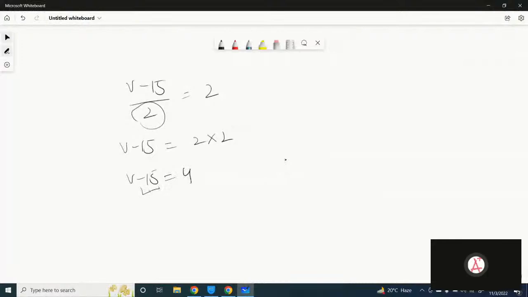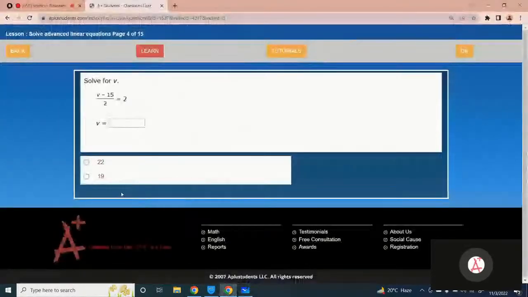Now move that negative 15 to the other side. So it would be then add it to the other side. So it would be 4 plus 15. So v equals 4 plus 15 makes 19. Got it? So v equals 19. So the correct option is 19. Just select the correct option and click on the OK button.